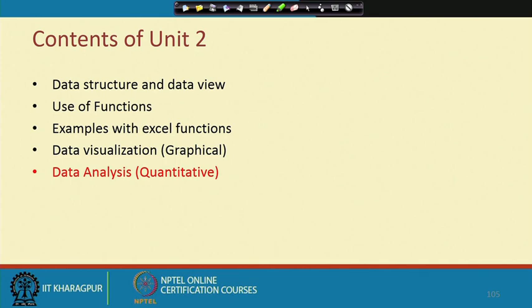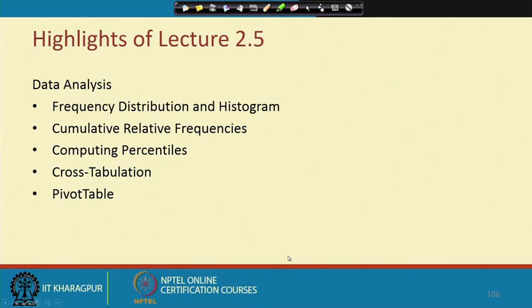or some kind of advanced structure through which we can justify that the insights of the data are more accurate. At the same time I would like to highlight that Excel spreadsheet is very handy and very useful for this kind of problem, particularly business analytics requirements, right. So in this lecture we would like to highlight the frequency distribution and histogram and cumulative relative frequency, computing some of the things like percentiles, percentage, then cross tabulations, pivot tables. So these are all different options Excel has.